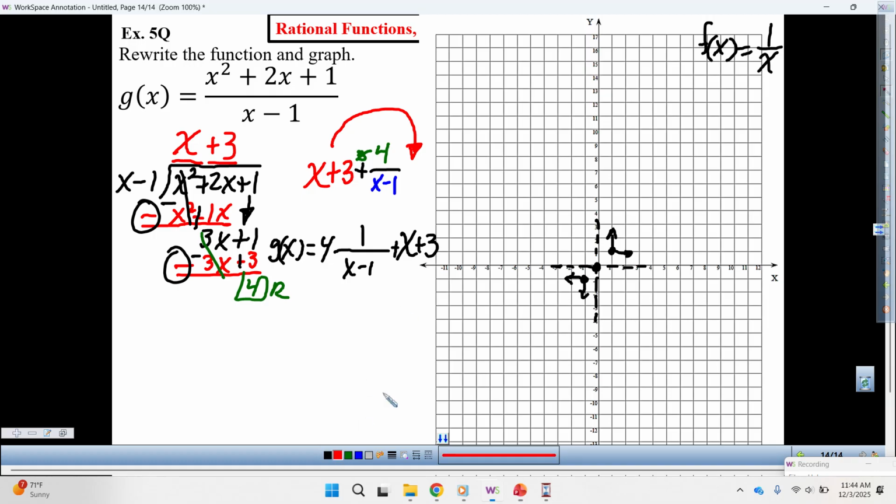So, to get us started, we need a new HA. Tell your neighbor what the new HA is. G of x equals what? Okay, good. Jacob, our new HA is G of x equals? X plus 3. That is correct. And how do we find our VA, German? Setting it to 0 and solve, so plus 1, x equals 1. So let's plot that. Here's 1.